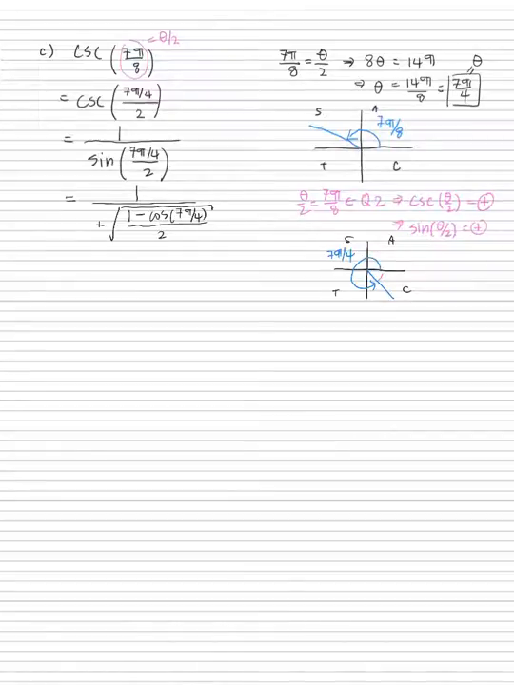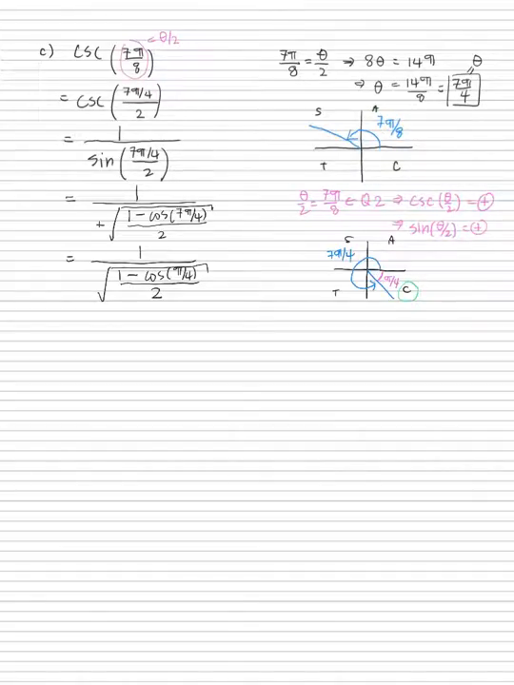And its reference angle is pi over 4. Now, since cosine's positive in quadrant 4, I can rewrite this as 1 over square root of 1 minus cosine of pi over 4, whole thing dividing by 2.